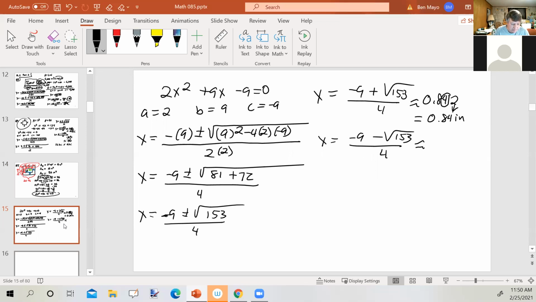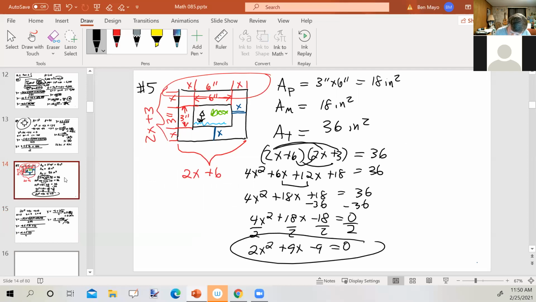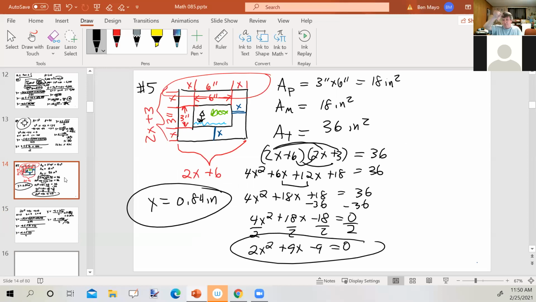The second one, we end up getting negative 5, well, it doesn't really matter since we're looking for a length or a distance. Can't be negative. So back here, X, which is that uniform width, is 0.84 inches. So that matting is what, a little more than 3/4 of an inch thick all the way around the picture. All right. Anything else before we go on?